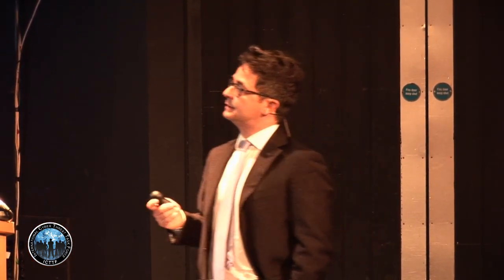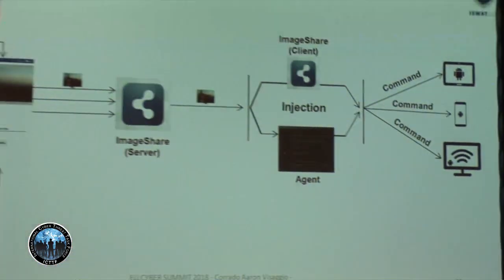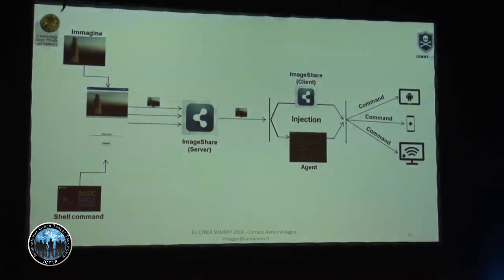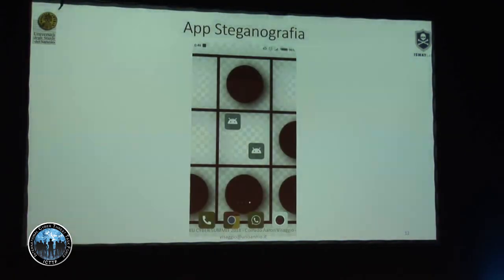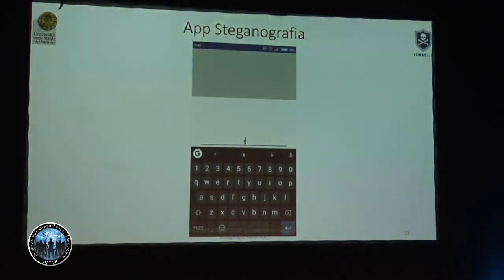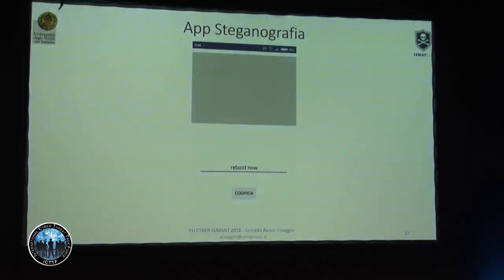It works like that. We write a shell command. We inject the shell command in a picture with steganography. And then with our agent, which is a social application for sharing pictures, these pictures are spread through a lot of devices. Of course, we do not share this agent, and we use it only in our laboratory for demonstration. And this is the app for injecting commands. In this case, it is reboot within a pic.